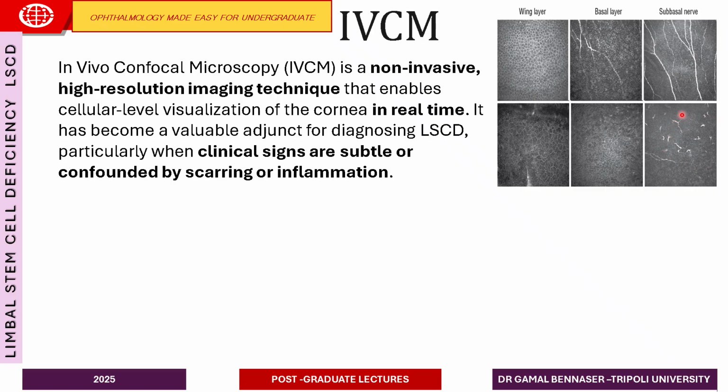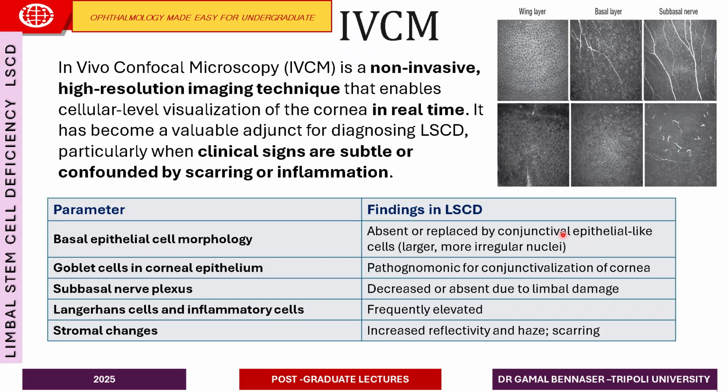There is decreased density of the subbasal nerve plexus, as you can see here. Also, changes happen in the basal layer of the epithelium, which has indistinct borders and prominent nuclei, as you can see here. Similar changes happen in the wing layer. This is the normal polygonal appearance of the wing layer of the epithelium. However, here the borders become indistinct and the wing cells lose their normal shape and architecture. So these are all features of limbal stem cell deficiency based on in vivo confocal microscopy.